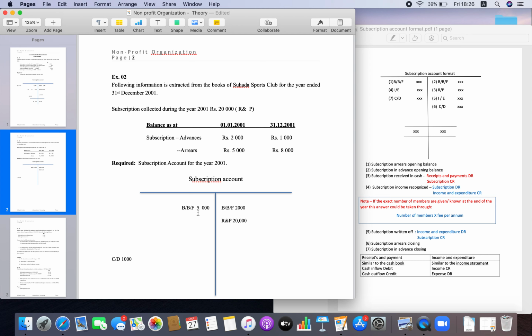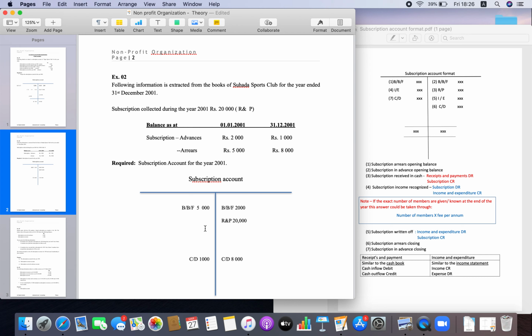And then last one, arrears closing balance is 8,000. Remember, if the arrears opening is coming on the debit side, the closing should now come on the credit side. So you mark that also. Carry it down, 8,000. So guys, the subscription account is now complete.